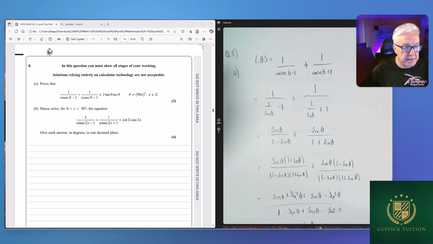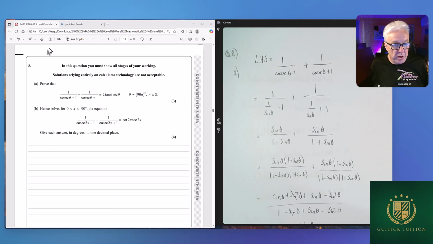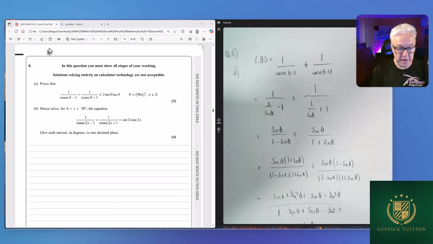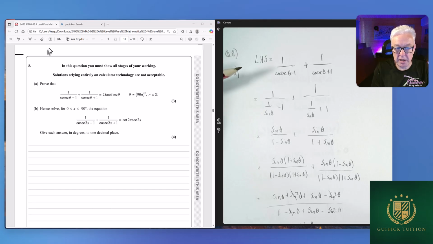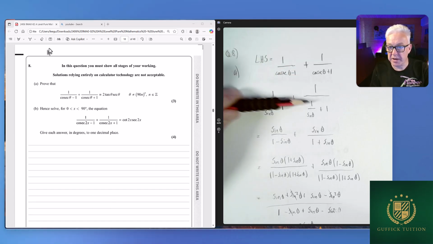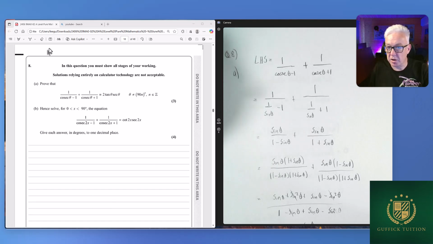So question 8, it says prove that 1 over cosec theta minus 1 plus 1 over cosec theta plus 1 is equal to 2 tan theta sec theta. So the preferred method with this is to start off with one side, either the left hand side or the right hand side. And I think in this case, as we've got adding, we're going to start off with the left hand side, and we're going to go step by step and show that we end up at the right hand side.